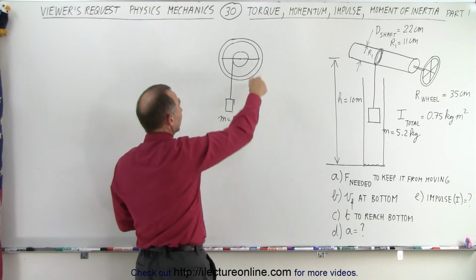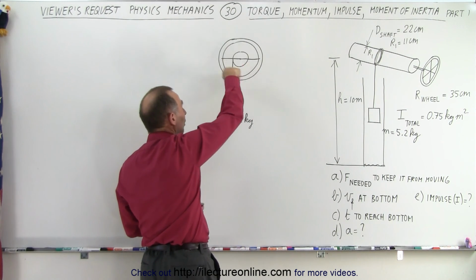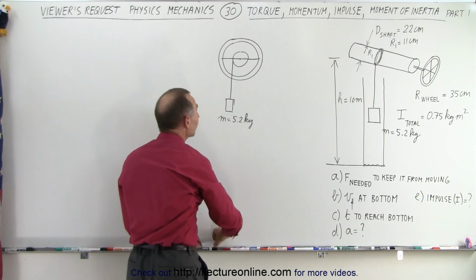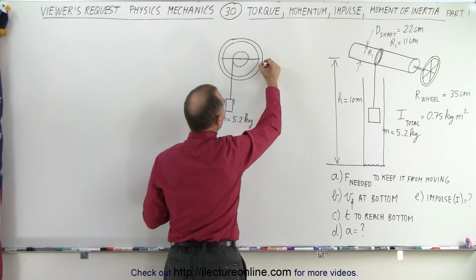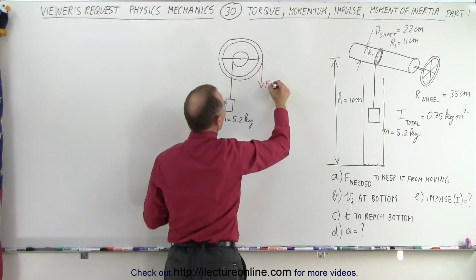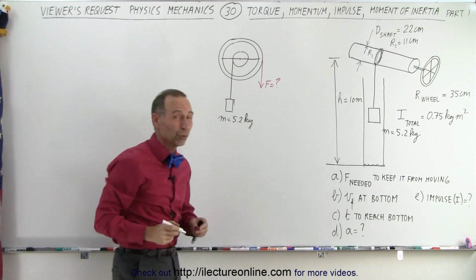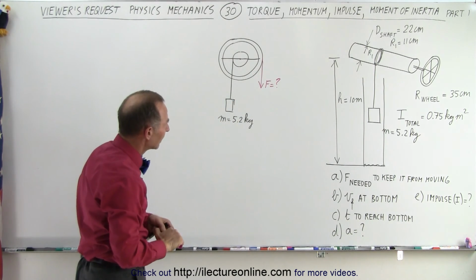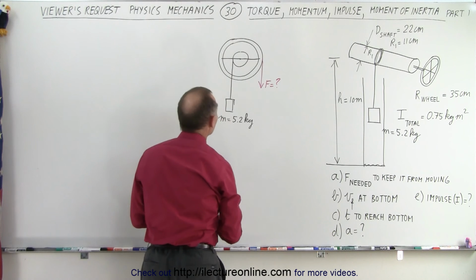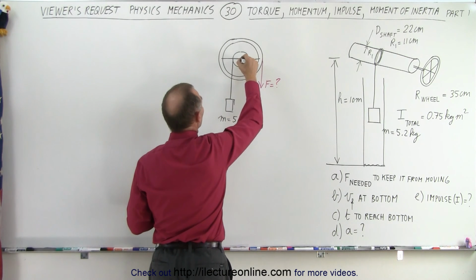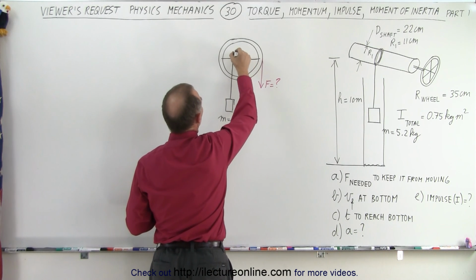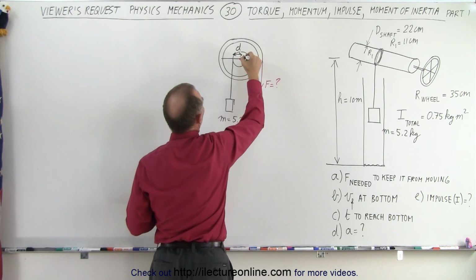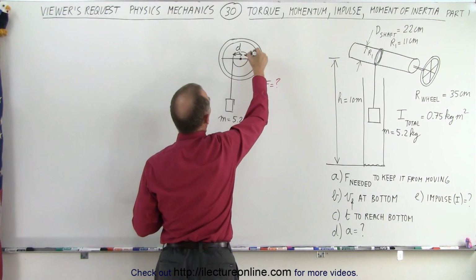If all we have is the bucket, the bucket would simply go down and the whole wheel would turn this way. So that means we're going to need to apply a force in the opposite direction. The question is, how much force do we need? Let's call this the point of rotation. Let's call this here distance 1, and let's call this here distance 2.